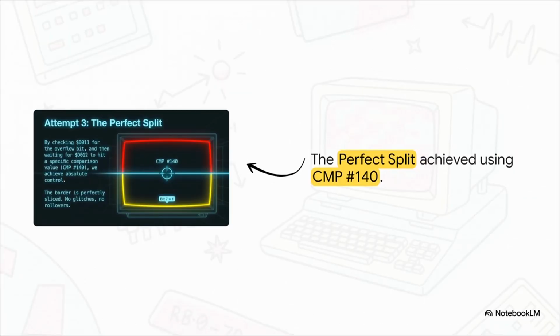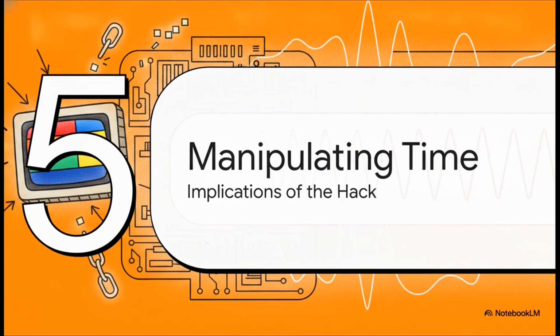Once that overflow is confirmed, you combine it with a specific comparison value, like CMP #140. When the beam hits that exact coordinate, boom, you trigger the color swap. The result is a razor-sharp, glitch-free horizontal slice straight across the entire screen and border. It's pure architectural dominance.